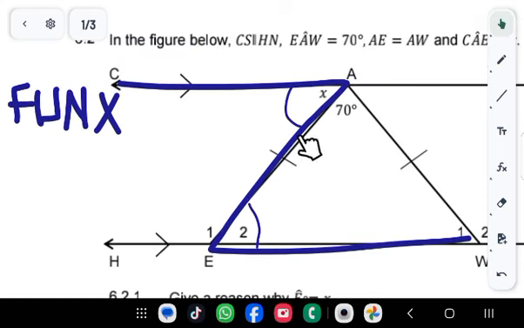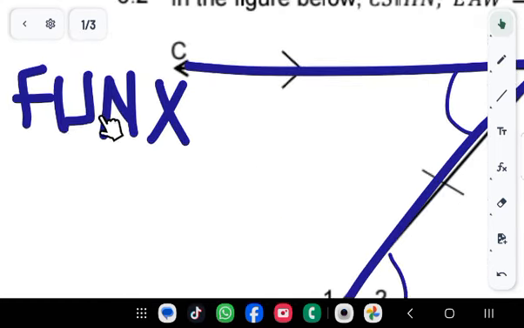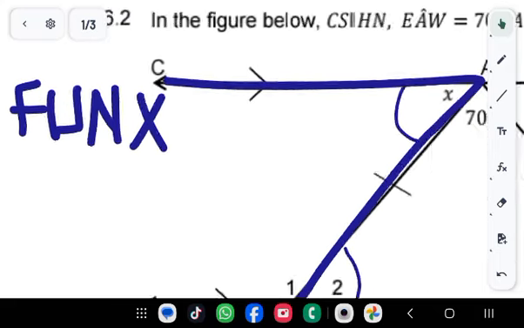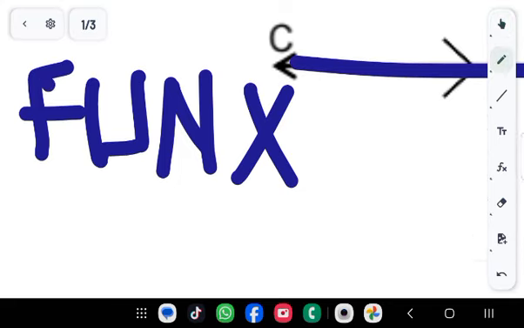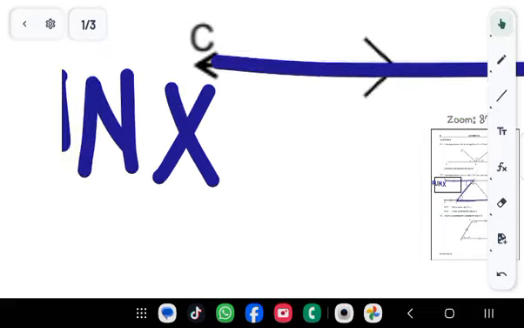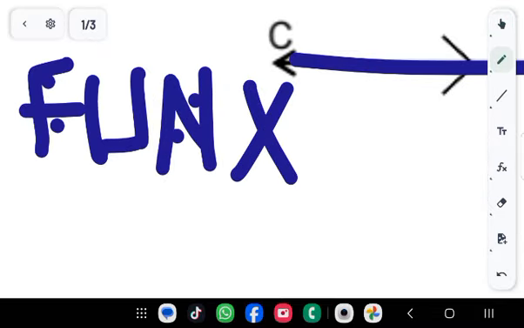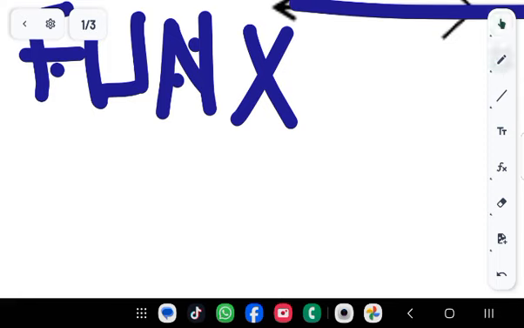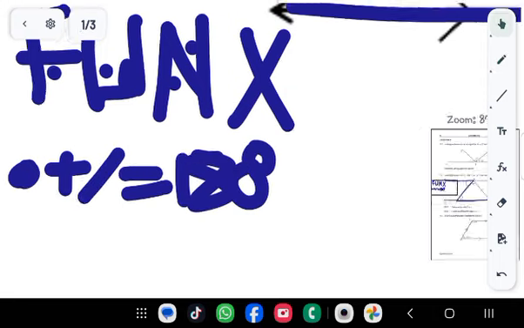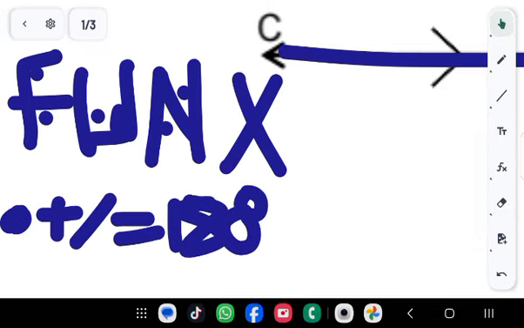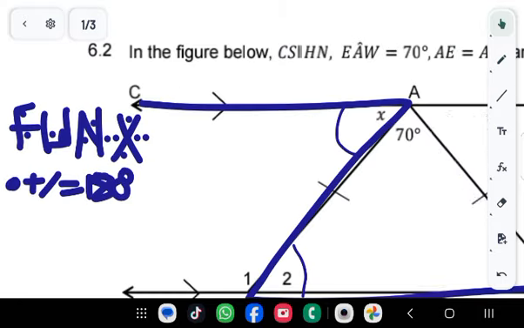Now U or C is what we call co-interior angles. And then you've got F, which is called corresponding angles. The F is this angle and that angle that are equal. In the N or Z, it's this angle and that angle that are equal. And in U, the two angles add up to 180 degrees. In other words, they are supplementary. And then X gives vertically opposite angles, which are equal.